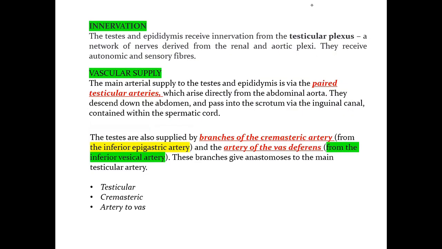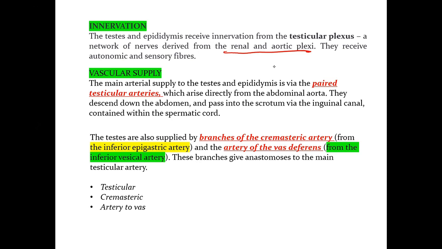Now, what is the innervation? The testis and epididymis receive innervation from the testicular plexus, a network of nerves derived from the renal and aortic plexi. They receive autonomic and sensory fibers. What is the vascular supply? This is very important. When I highlight a point, I emphasize it has surgical importance. The vascular supply of the testis. You shall see the significance of this vascular supply. Maybe I will give you this as an assignment.